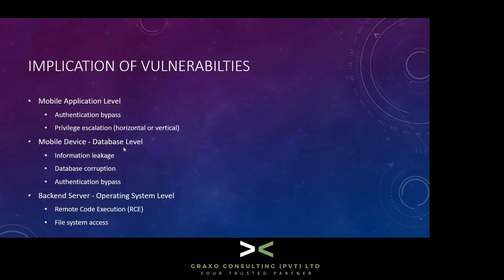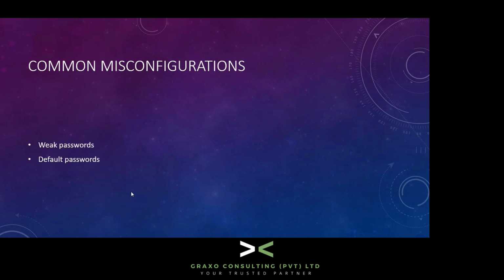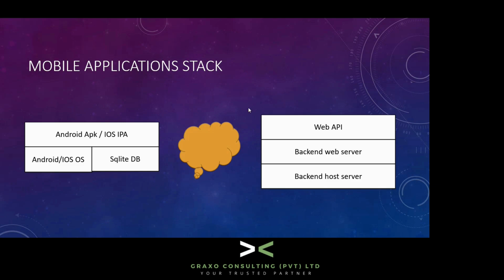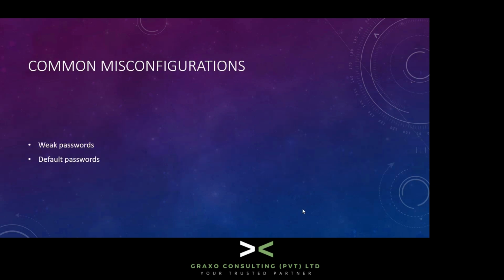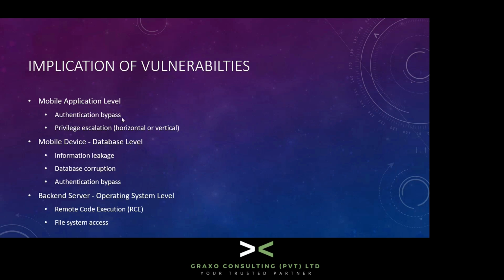So at the database level there could be different implications, and at the mobile application level there could be different implications. And the backend server is the same. If there is a vulnerability in the web, it could be possible that the backend server could be compromised. We can get remote code execution. We can get file system access.